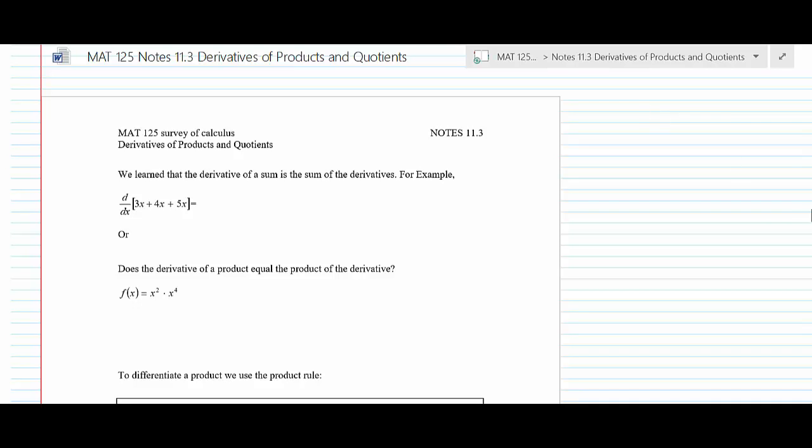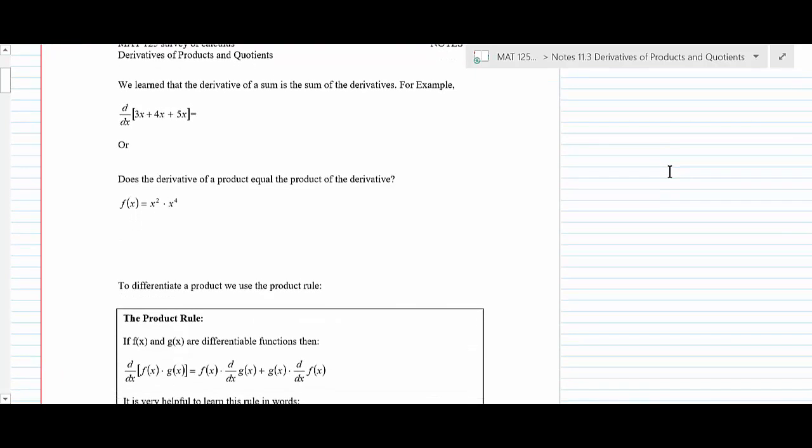Product rule and quotient rule. So to begin with, let's take a look at this derivative, which you already know how to do. There's two ways you can do this derivative, okay? One way to do this derivative would just be to do the derivative of each part, okay? We learned that when you have sums, you can just do each part.